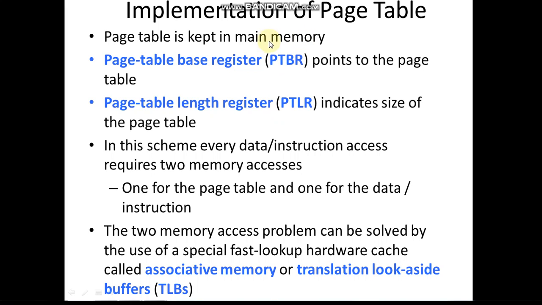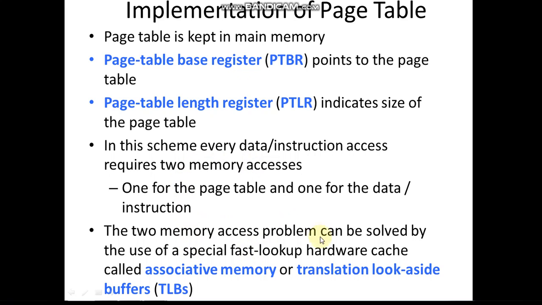The page table is kept in main memory. It makes use of two registers: the page table base register and the page table length register. The base register points to the page table, and the PTLR indicates the size of the whole page table. In this scheme, every data or instruction access requires two memory accesses. It's not directly accessing the main memory, rather it is accessing the page table, and then from the page table it goes into the actual physical memory. That's why whenever paging is used as a memory allocation method, we require two memory accesses.